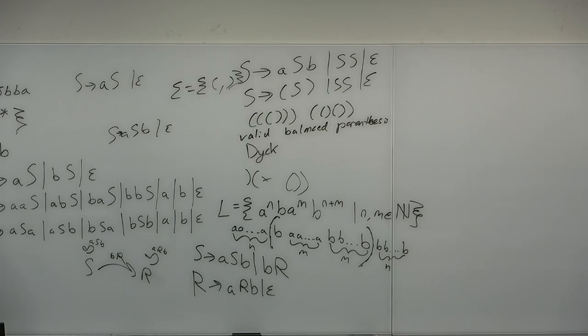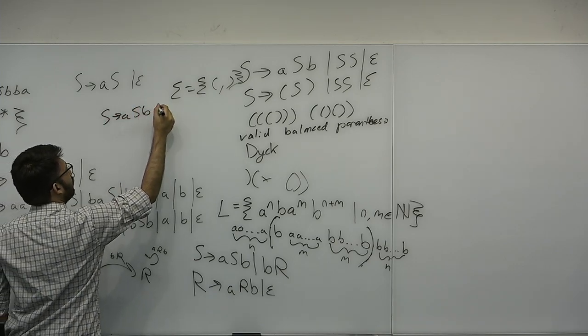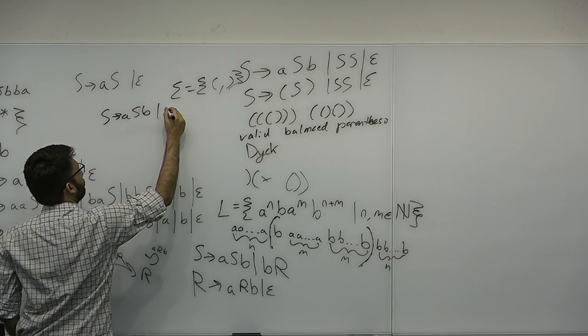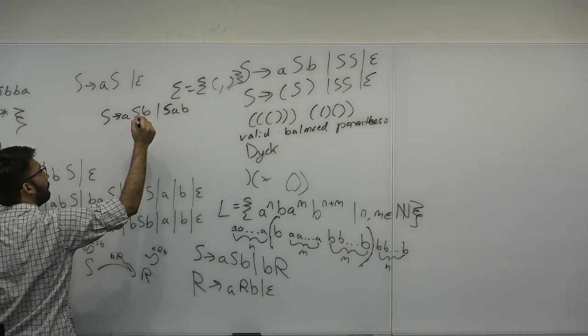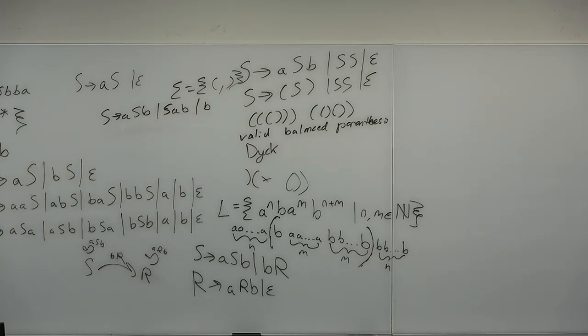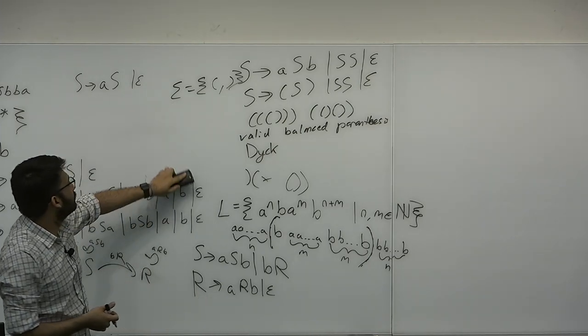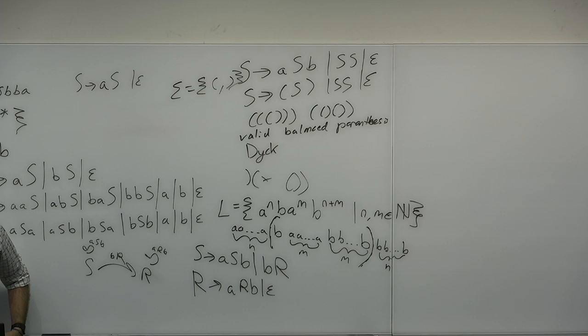Yeah, so instead of epsilon, it's just B that it transitions to. So what's your grammar? S to ASB, or SAB, or B. No, that would not work, because then you can do A, B, A, B. Okay, so you need it. Thank you. So sometimes it's safer to add more productions and more non-terminals to keep things separated than it is to maybe simplify it down. Okay.